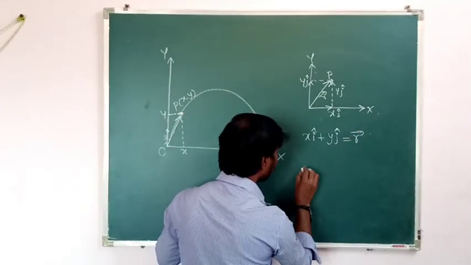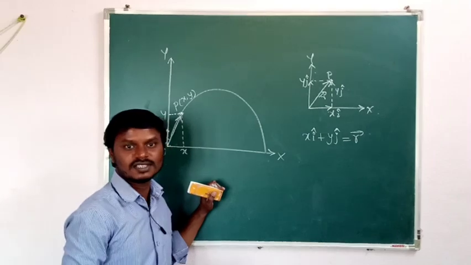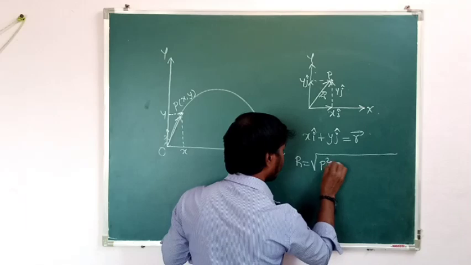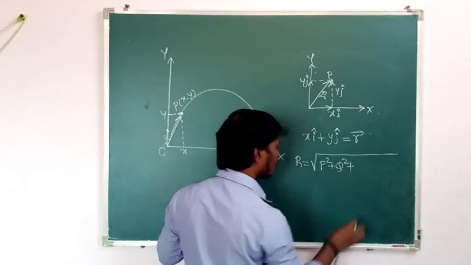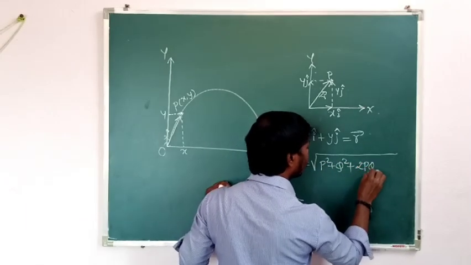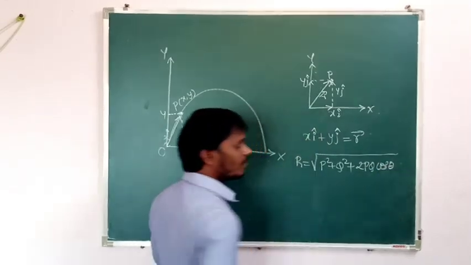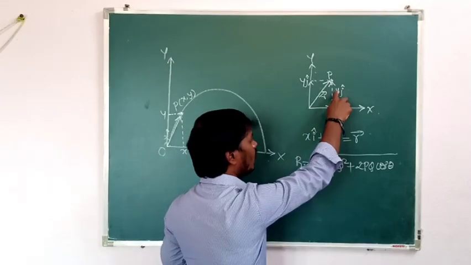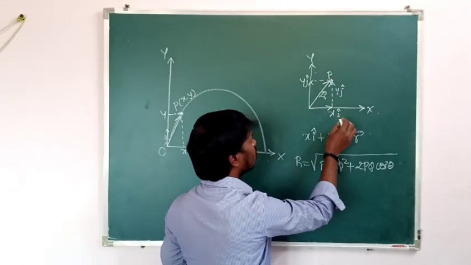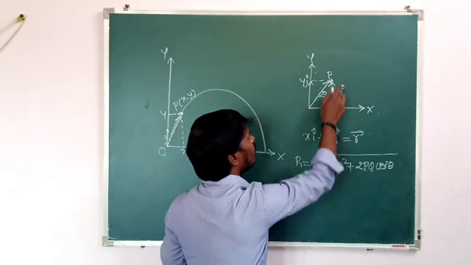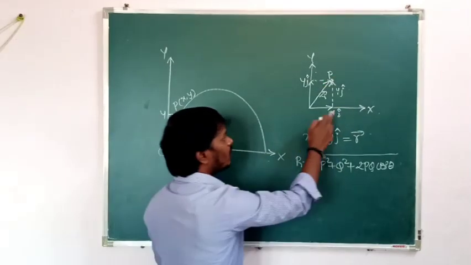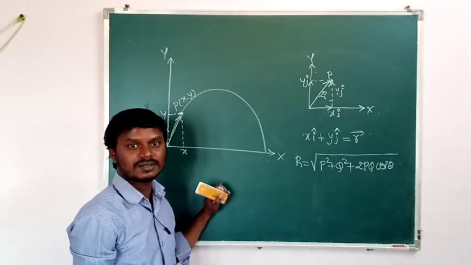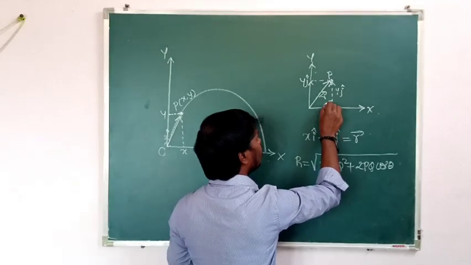So by using the formula to find the magnitude of the resultant vector, what is that? R is equal to square root of p square plus q square plus 2pq cos theta. We use this formula here. p is x, q is y, then theta is how much? It is the angle between xi and yj. Xi and yj are perpendicular to each other, then what is the angle between them? That is 90 degrees.